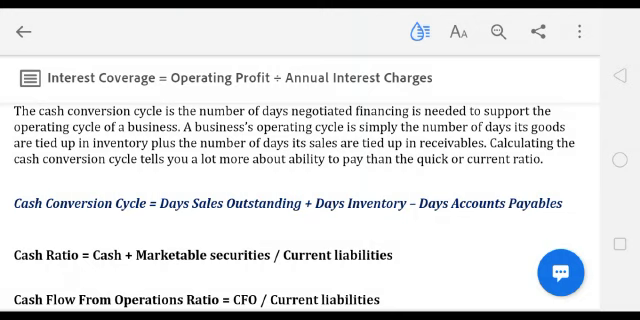In the next lecture, we will discuss the practical implication of these ratios.